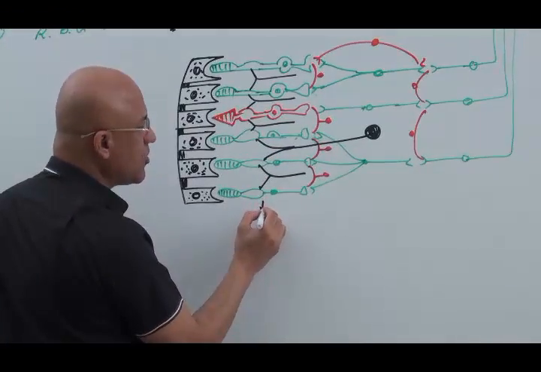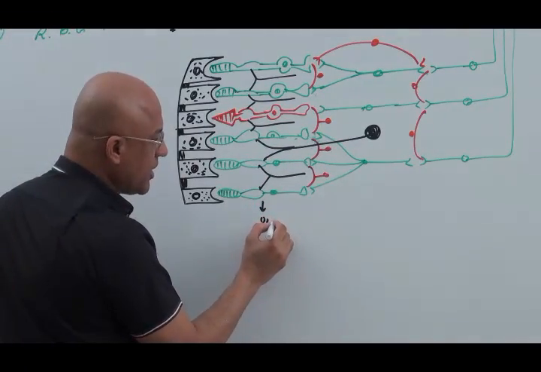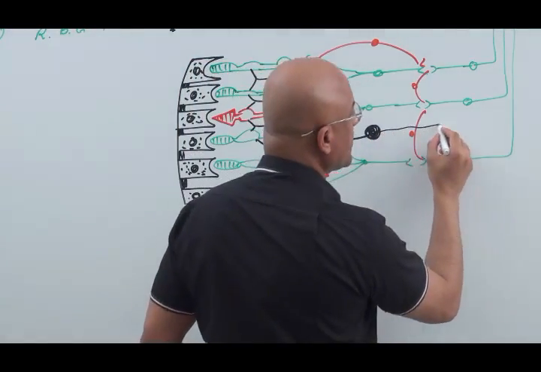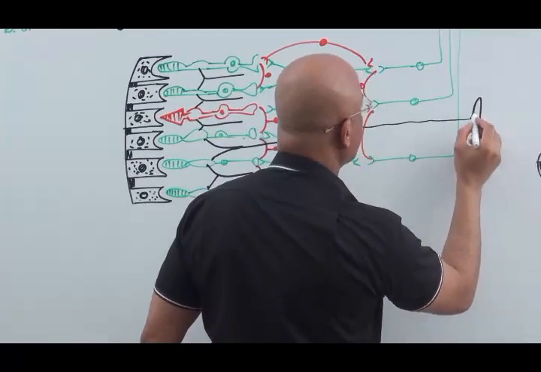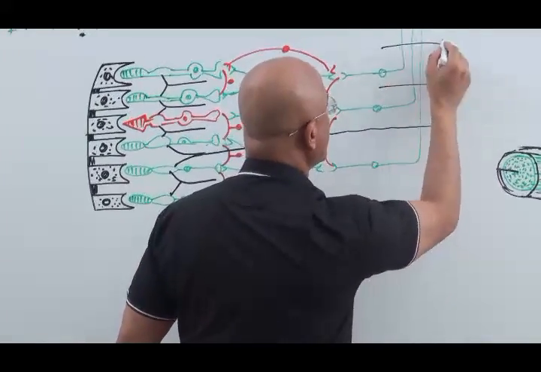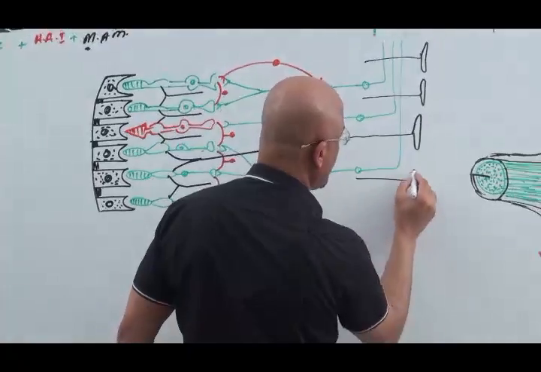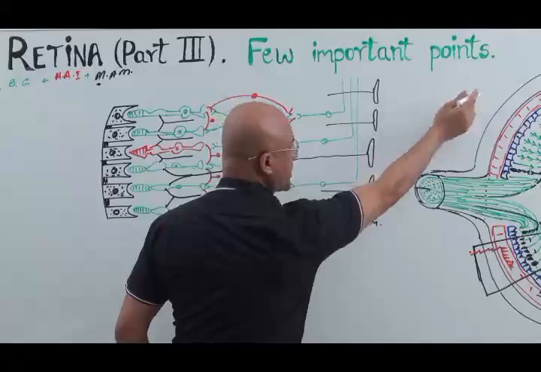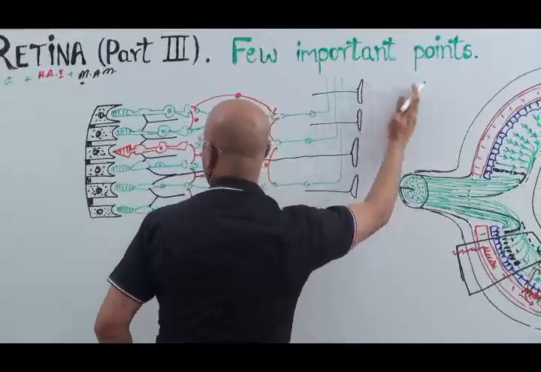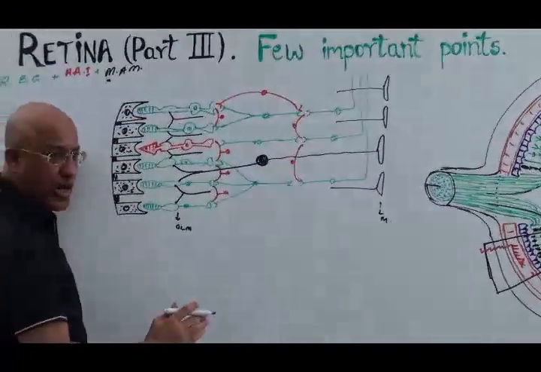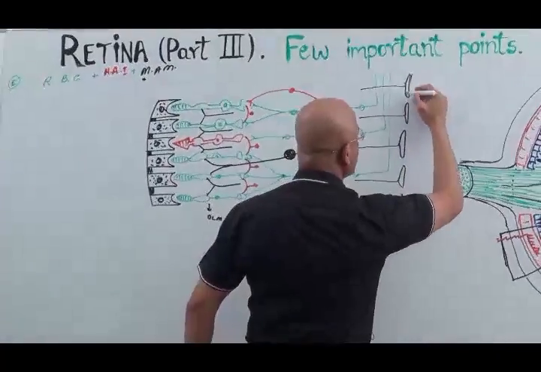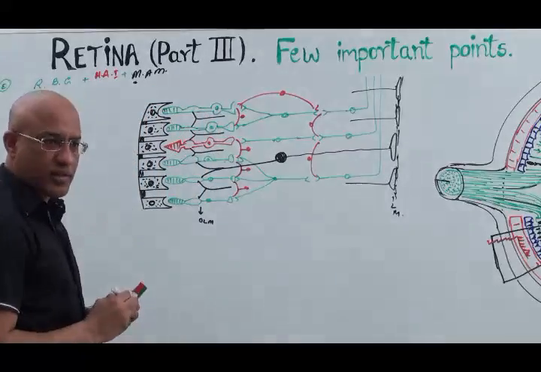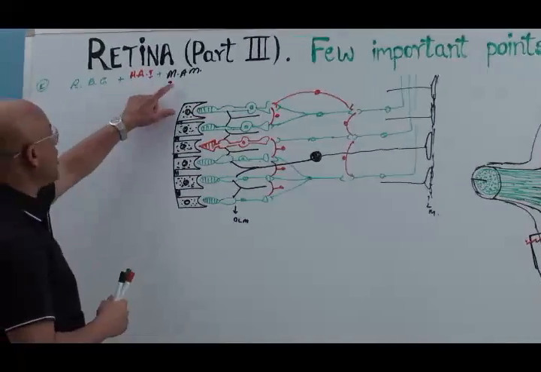What is this line called? Outer limiting membrane. And their peripheral processes go out as foot plates, and this is the inner limiting membrane, and here is the vitreous. On this side there is vitreous, on this side there is choroid, and from the vitreous, as I told, some collagen and proteoglycans are also added over here. So this was Muller cell, MAM 1.